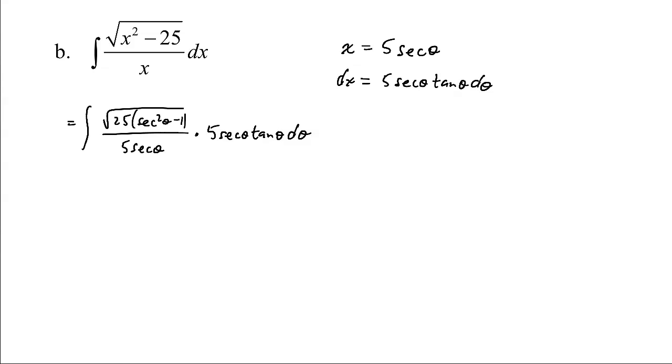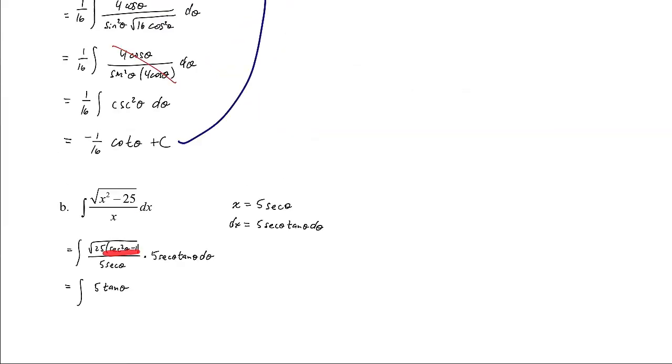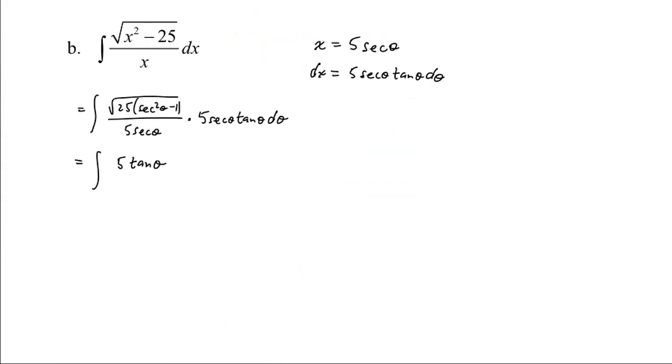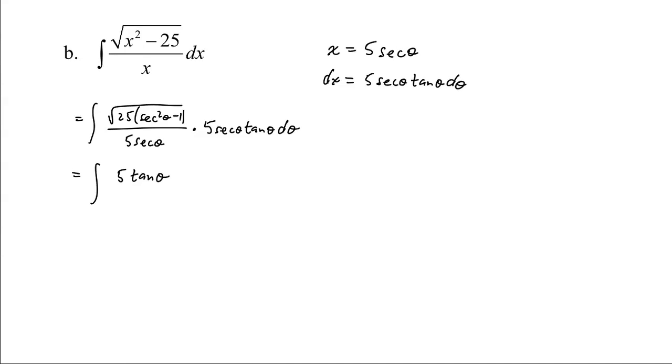All right, so now I will have integrand of 5 tangent theta, right? Because secant squared minus 1, this should be tangent. Let's go back to our original identities, right? I can rewrite this one as tangent squared theta is secant squared theta minus 1. All right, so these are the basis of all of this, using those Pythagorean identities that you learned in pre-cal. All right, 5 tangent theta over 5 secant theta times 5 secant theta tangent theta d theta.